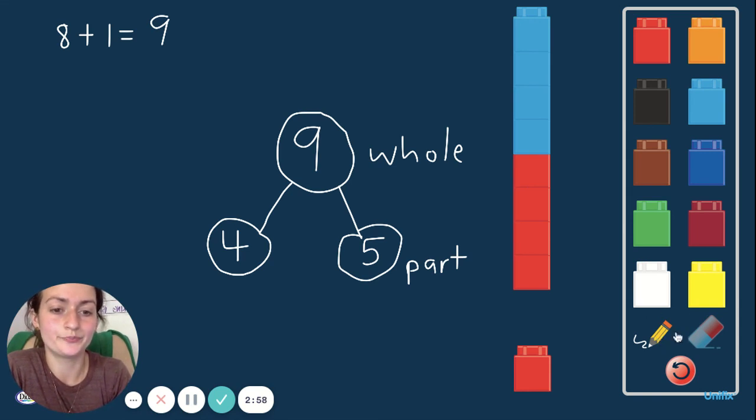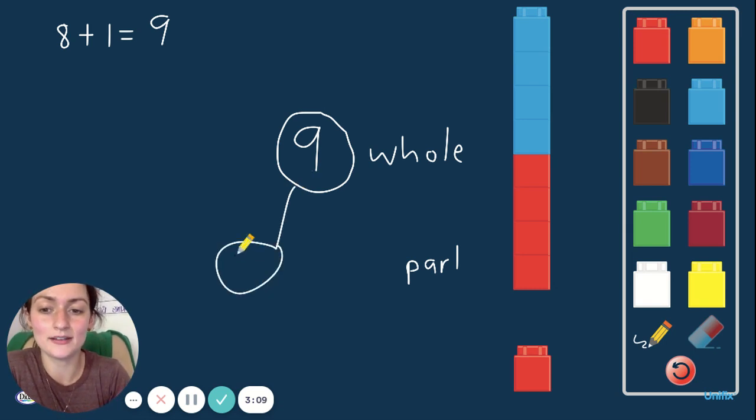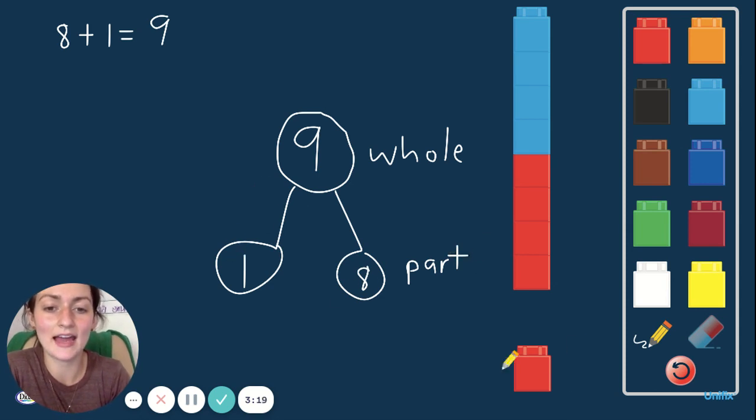Now, I guess I should change my number bond because my parts are not 5 and 4 anymore. Now the parts are 1 at the bottom and 8 at the top, which tells me 1 and 8 makes 9. 1 and 8 make 9.